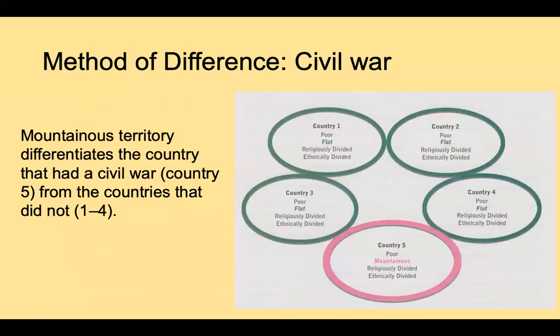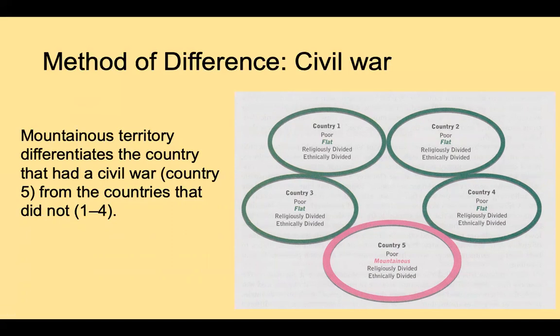Let's take a look at this represented in a different way, so that we can see for ourselves how the analysis produces this result. Mountainous territory differentiates the country that had a civil war, country 5, from the countries that did not have civil wars, countries 1 through 4. We can differentiate them with color and by indicating which variable has the value that differentiates the cases. That variable is the rough terrain variable. Notice again that all these are flat and this one is mountainous. And so this is the method of difference.